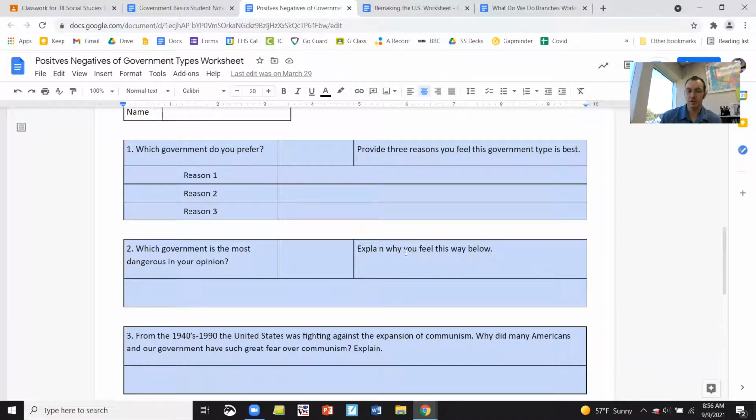Which one do you think is most dangerous? And then a tougher question at the bottom here about fears of communism in the United States, why that might be. Mainly to see if they could give me a shot. I told them, if you give me a try, I'll give you a point, and then we'll talk about it in class for that. So that was the first assignment from earlier this week.